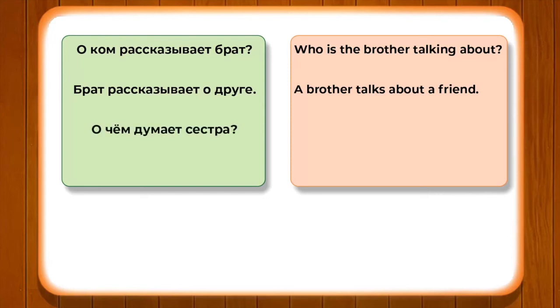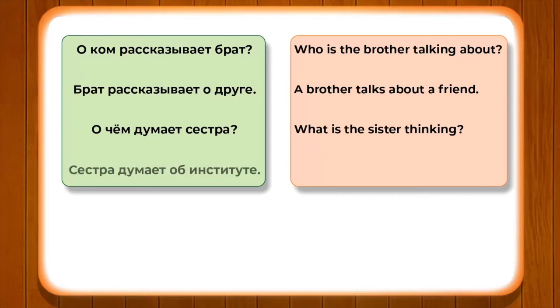О чём думает сестра? About what is the sister thinking? Сестра думает об институте. So here the sister is thinking about the institute, and you can see the construction об институте. When we pronounce it, we pronounce it without any pause, as if it is one complete word, but it's not. It is just a style of how we speak Russian. So, сестра думает об институте.